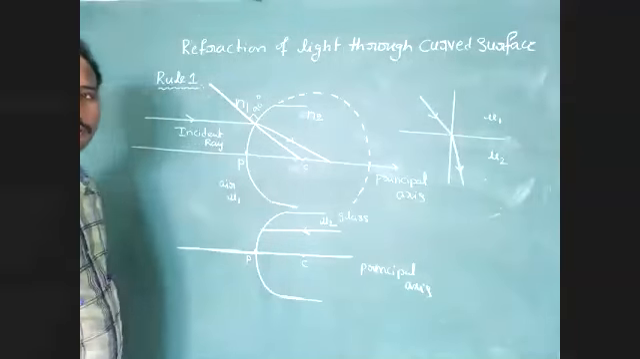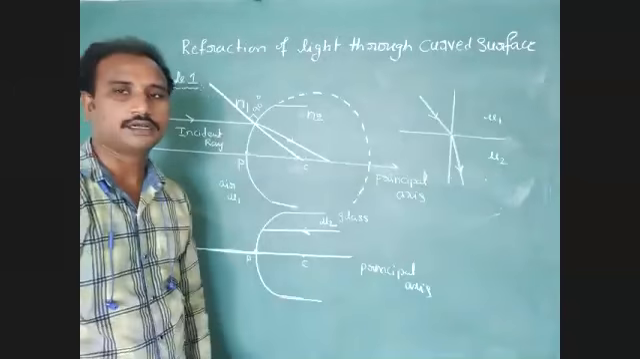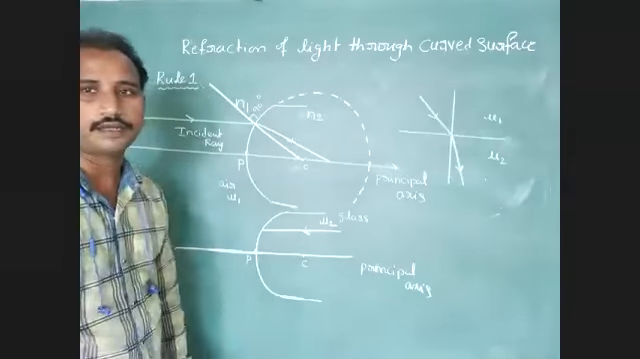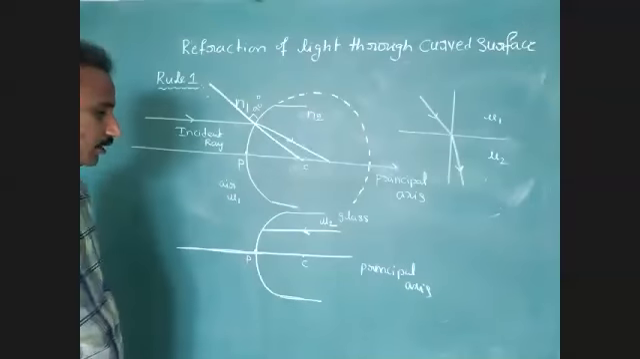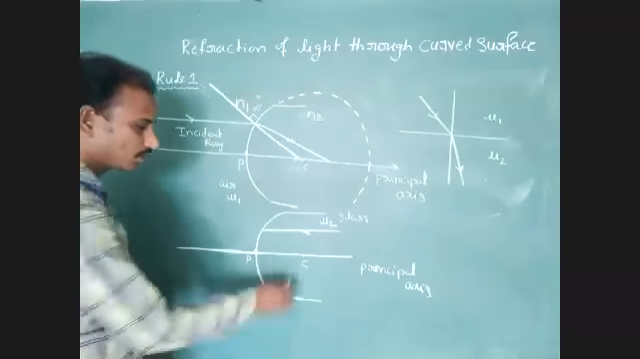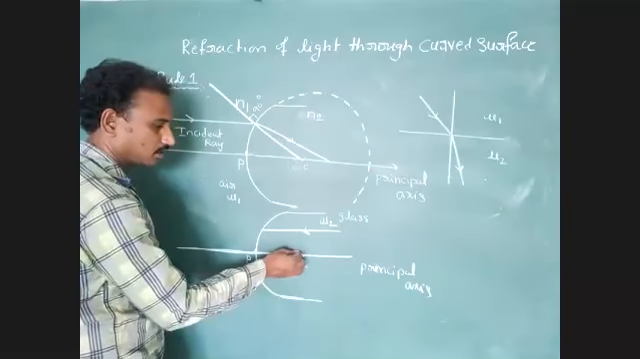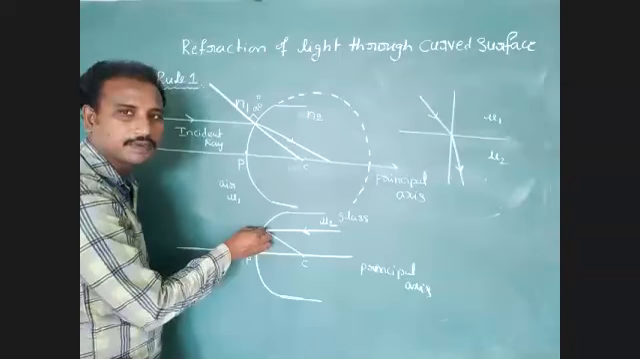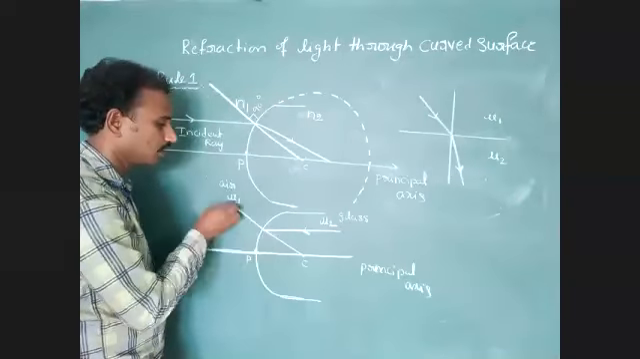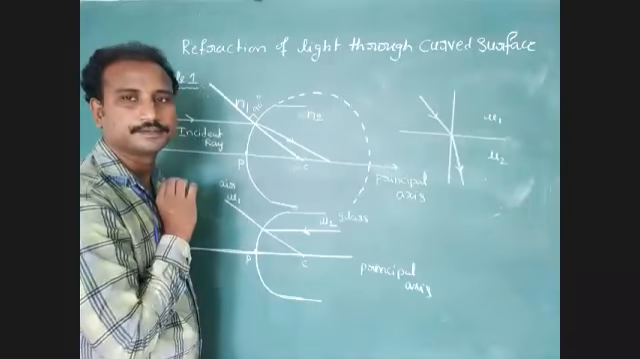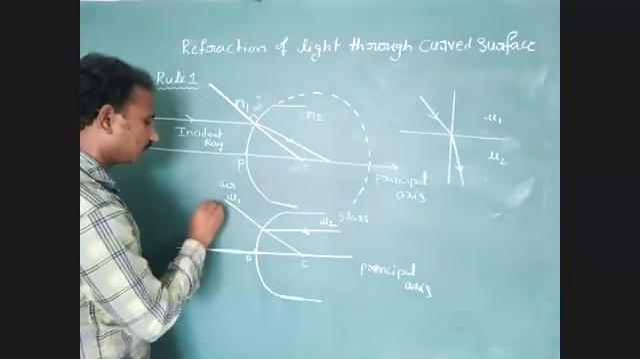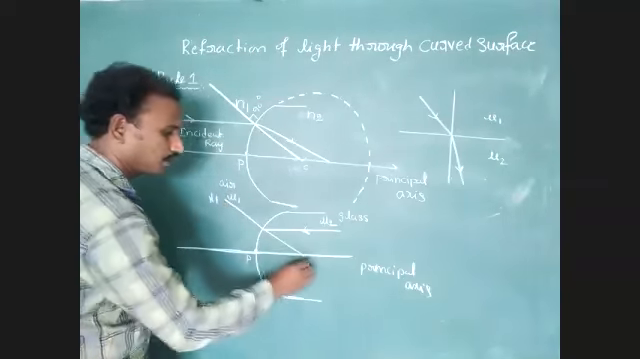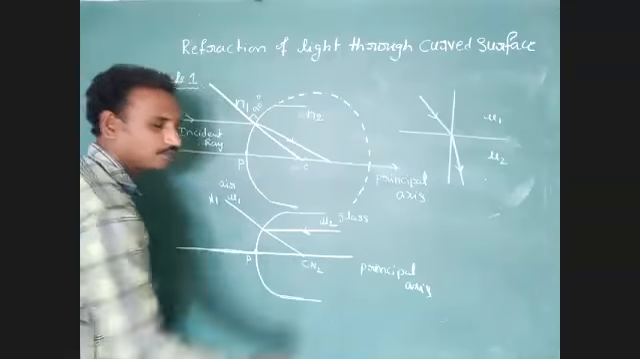Okay, now we have to find out the path of the refracted ray. Just identify the normal. The normal is always drawn from the center of curvature, and it is perpendicular to the curved surface in both the mediums. It represents the normal: N1, N2, N1 and N2.